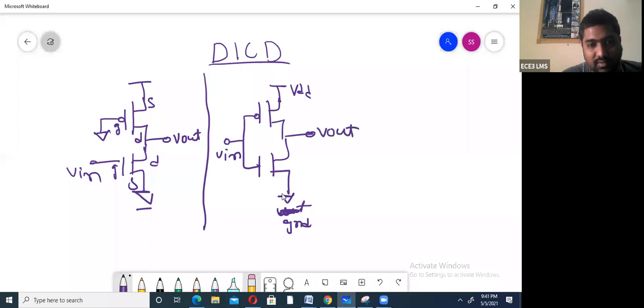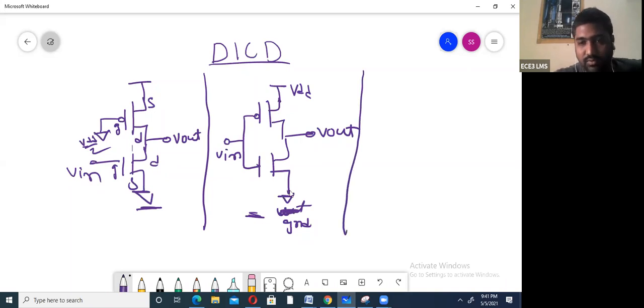What is the difference between the pseudo NMOS inverter and the CMOS inverter? From the inverter point of view, here the gate is biased to VDD. Here the gates of both transistors are connected to V in. That is the difference between the pseudo NMOS inverter and the CMOS inverter.